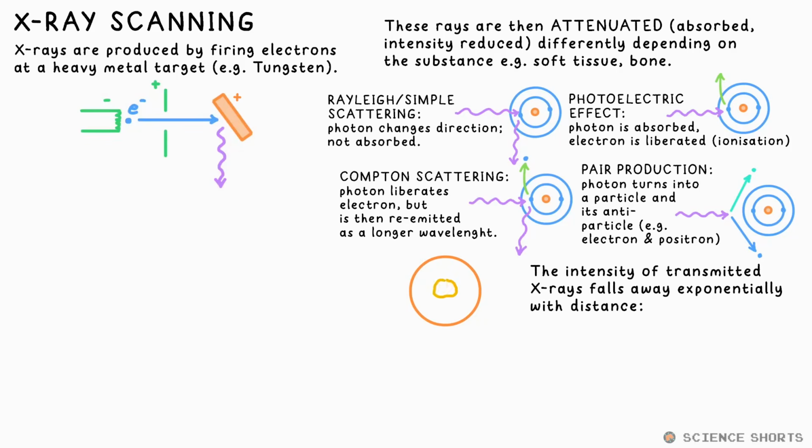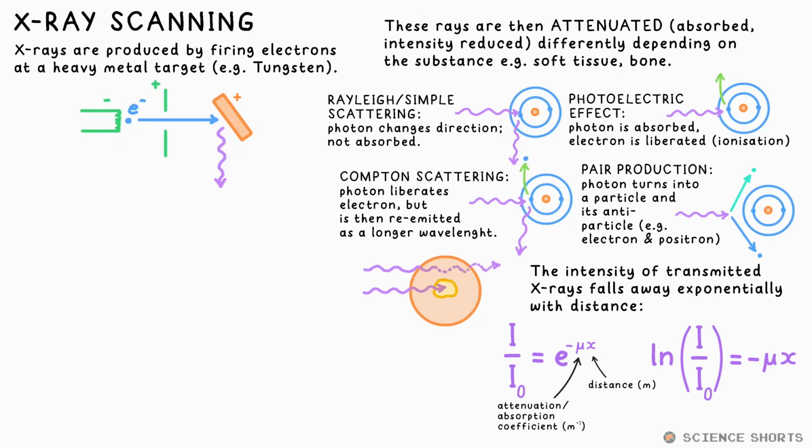Whatever happens, the intensity of the X-rays is reduced a different amount depending on what is doing the attenuating, bone, soft tissue, etc. We have an equation to describe the exponential decay of the intensity, but it's not with time, it's with distance through the material. I over I0, intensity over initial intensity, is equal to e to the minus mu x, where x is the distance it travels through the material, and mu is the attenuation or absorption coefficient, just a constant that's different for every material.